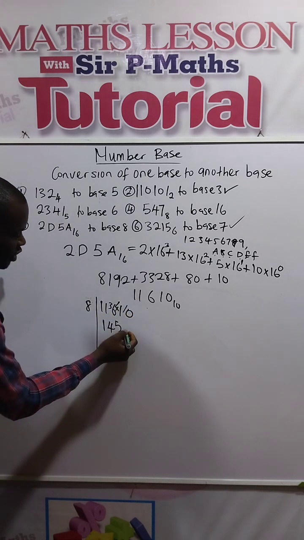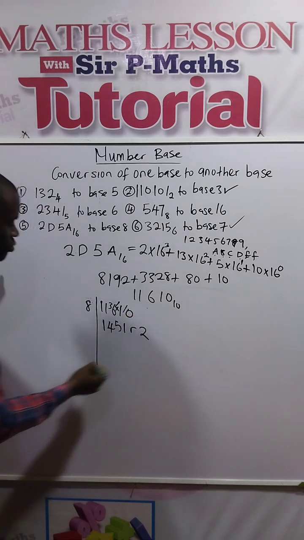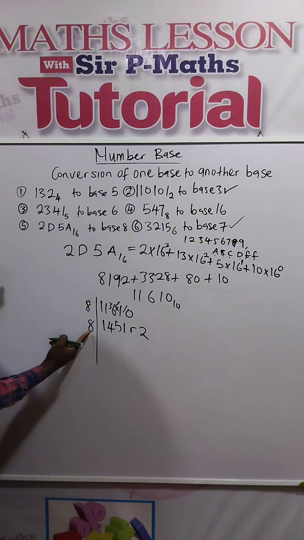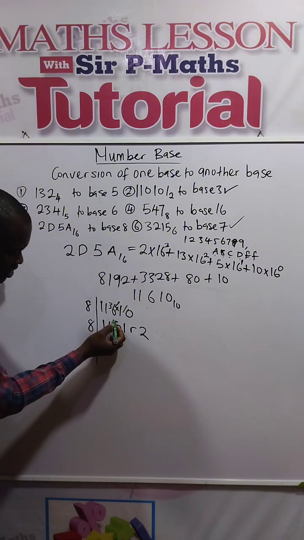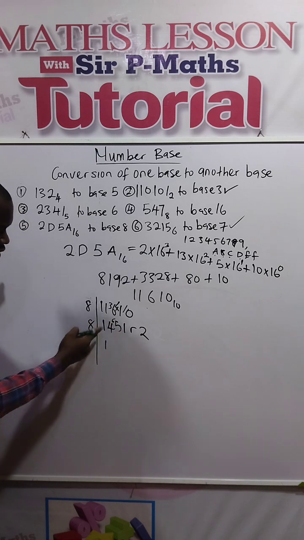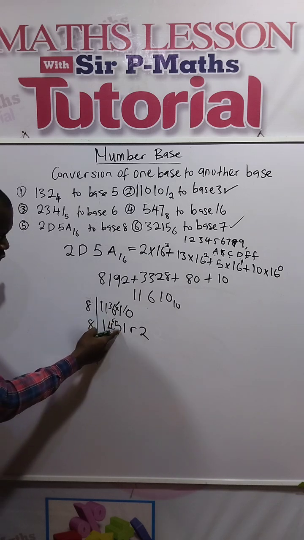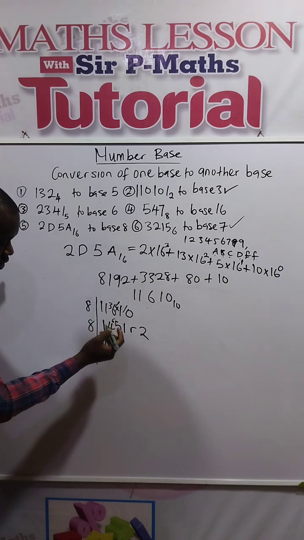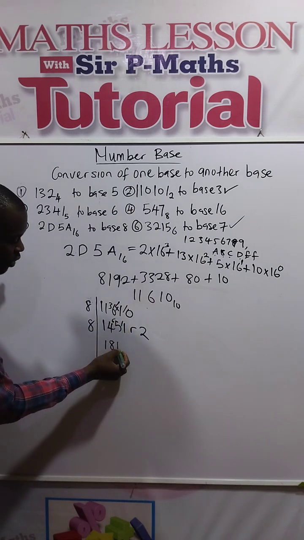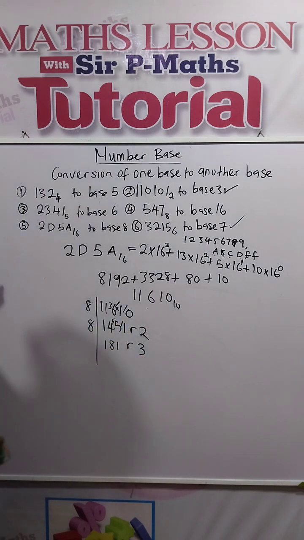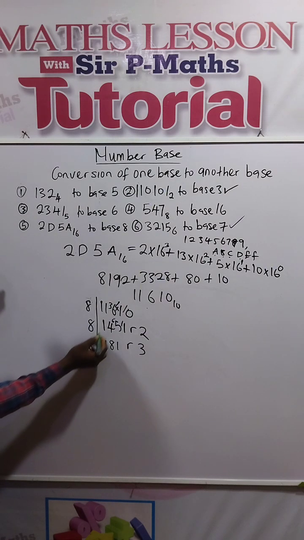8 divided 10 will give me 1 remainder 2. We divide again. 8 divided 14 will give me 1 remainder 6. Put the 6 in front of 5 and divide. 8 divided 65 will give me 8 remainder 1. Put it in front of 1. Now 8 divided 11 will give me 1 remainder 3. We divide 181 by 8.